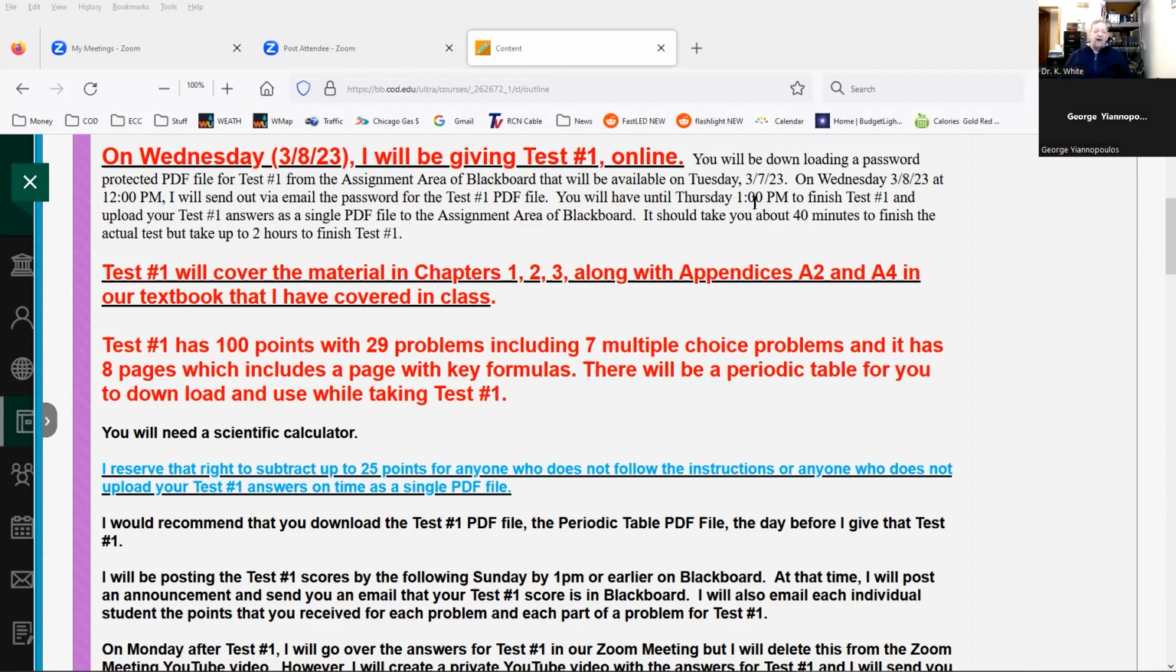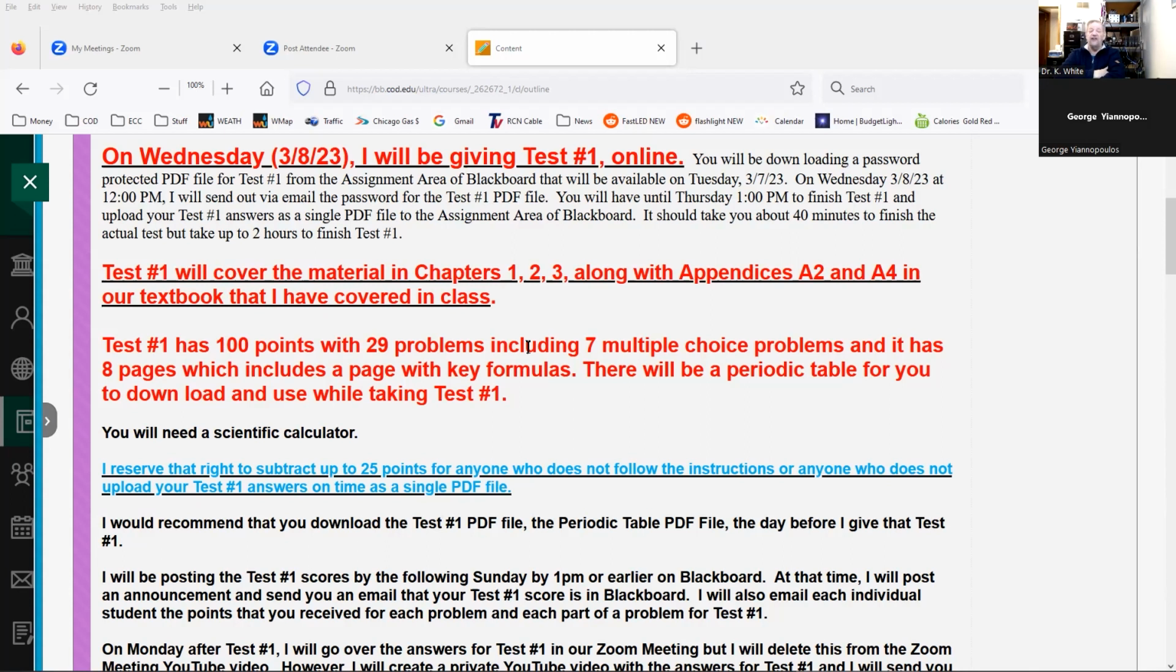Now, test number 1 will cover chapters 1, 2, 3, along with appendices A2 and A4 in our textbook that I've already covered in class. Test number 1 has 100 points with 29 problems. Relax. It may look like a lot, but there'll be 7 multiple choice plus 29 small answer problems. It will have 8 pages, which includes a page with the key formulas.